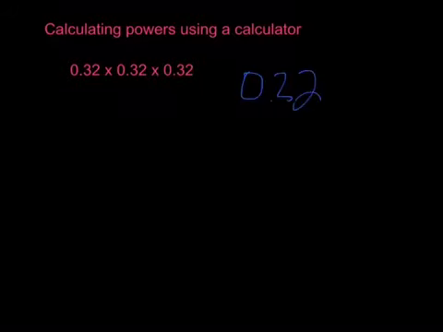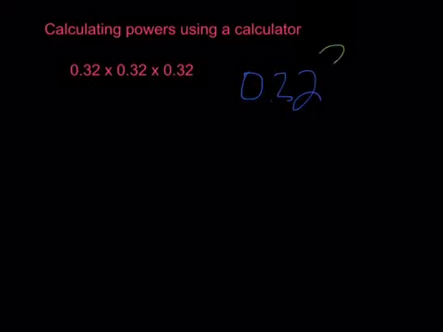Let's take a look at using a calculator to calculate your power. So let's say you have 0.32 times 0.32 times 0.32, or written as a power. Why don't you pause the video right now and try it out? And so now hopefully you paused it. This would look like 0.32 to the power of 3. Make sure you write it clearly.